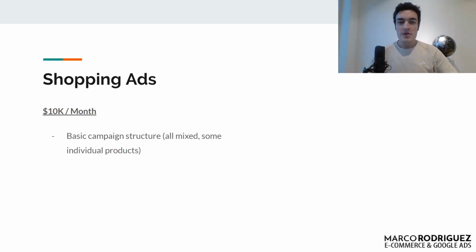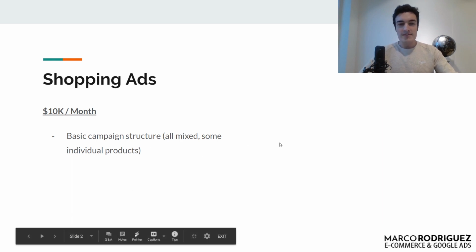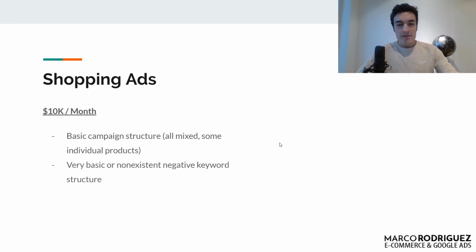They have all mixed campaigns, some individual products. They're using a testing campaign, they're using one to scale a single product, but there is no real plan behind that structure, and it's pretty messy, pretty all over the place. And when I talk to these, typically what I notice is that they just set the campaigns up in some random way, right? They have a very basic or non-existent negative keyword structure.